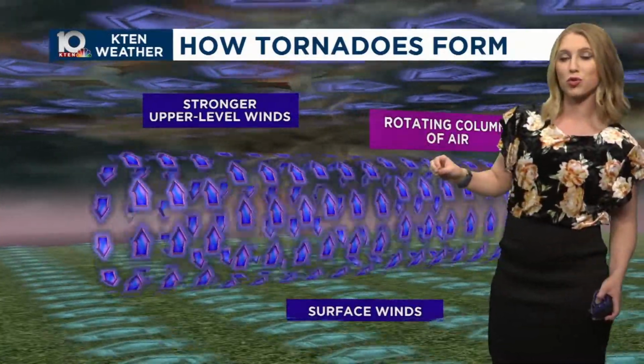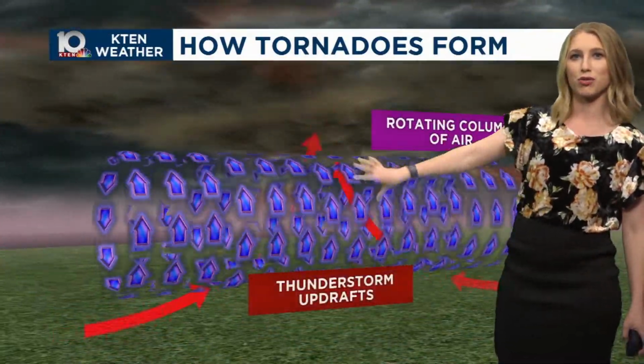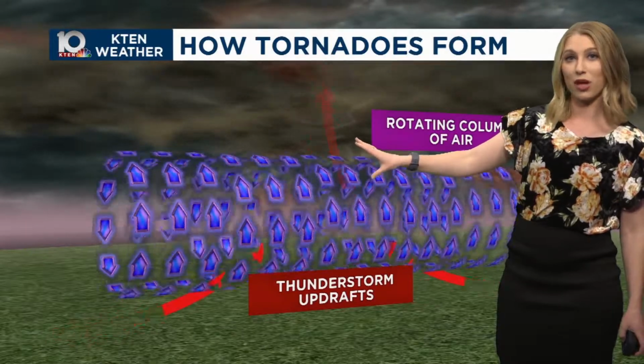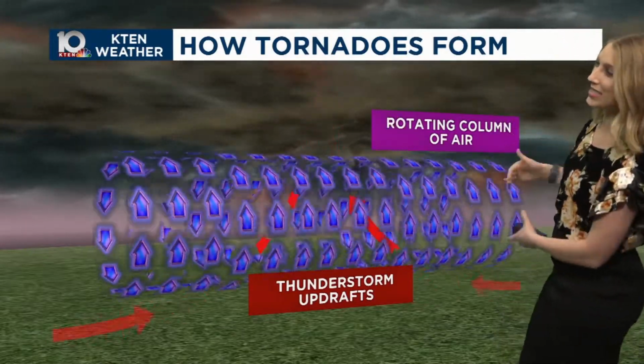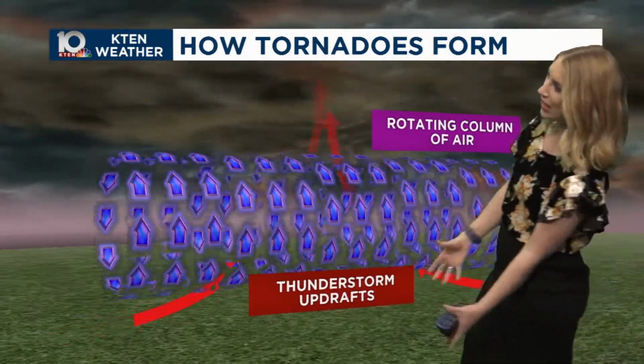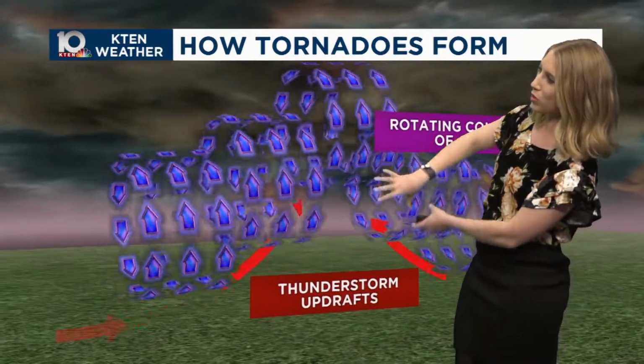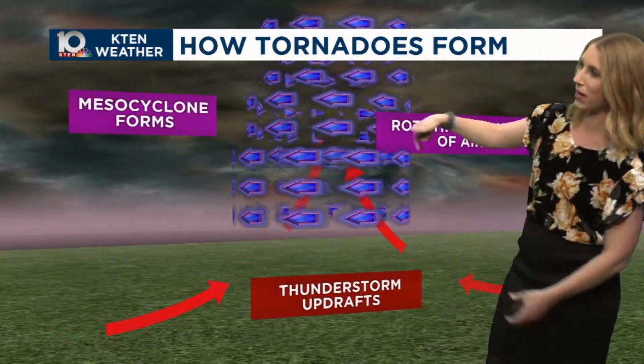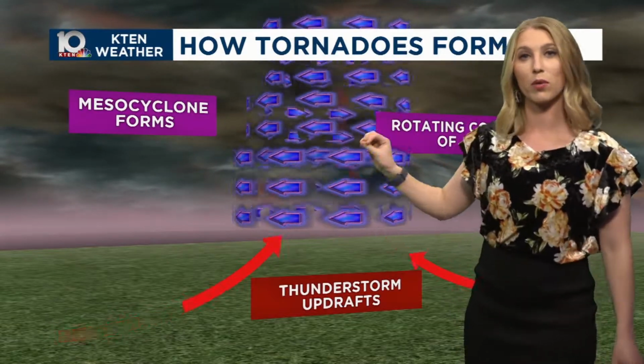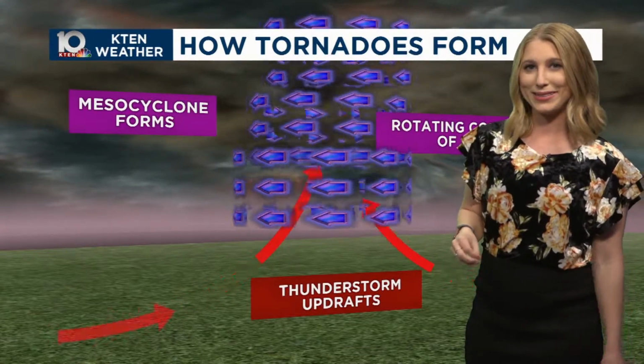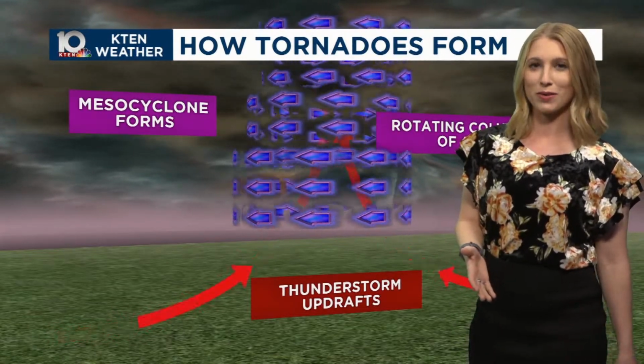Now, after thunderstorms start developing, we're going to watch those updrafts strengthening with thunderstorms. This updraft is going to take this rotating column of air, lift it vertically, and once we start to see these vertical columns of air, that's going to be the mesocyclone forming within that thunderstorm. And as you know, any rotating column of air probably does not have any good implications.